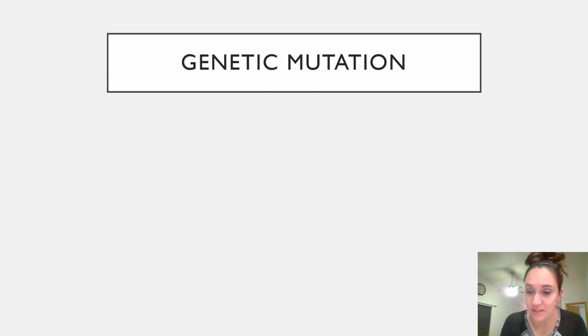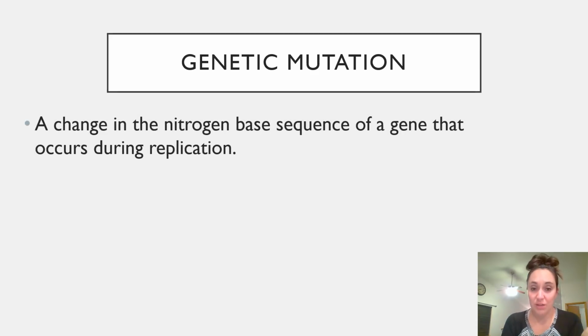When a mistake happens, it's known as a genetic mutation. On your sheet, it's a blank, and we want to fill in mutation. A mutation is a change in the nitrogen base sequence, our A's, T's, C's, and G's. It's a change in that sequence of a gene that occurs during replication. When the bases are pulling apart and getting new ones added, mistakes are going to happen in that process.